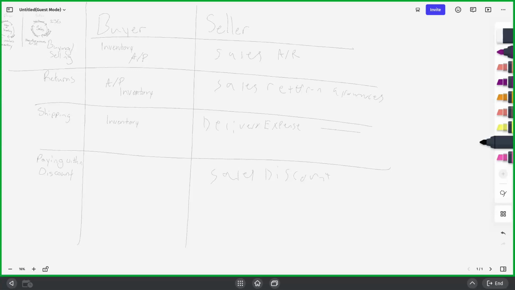Is it delivery expense? No, remember, we paid it in cash. Okay, so we lost cash. We lost cash, and our inventory became more valuable. Yeah, we have an asset. And paying with the discount. Oh, I gotta remember this one. We're not worried about cash as buying and selling, because we're saying this is all sold on account.